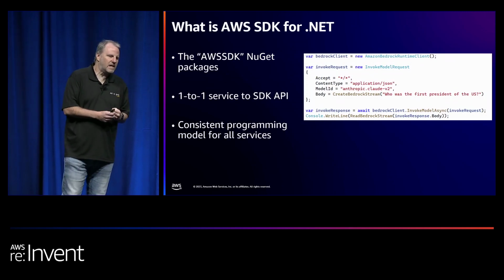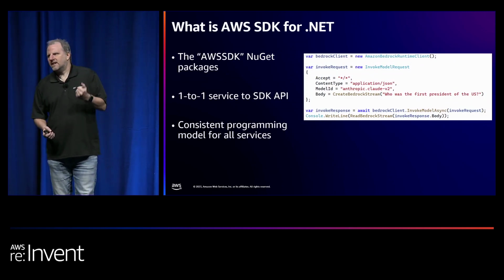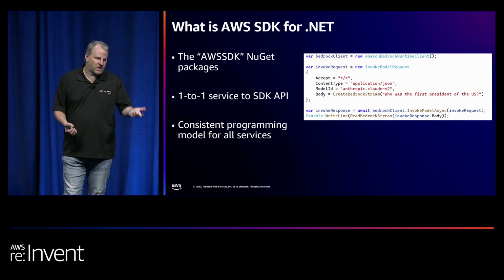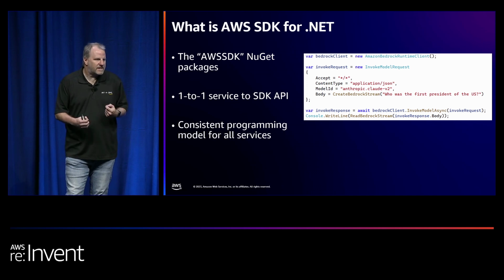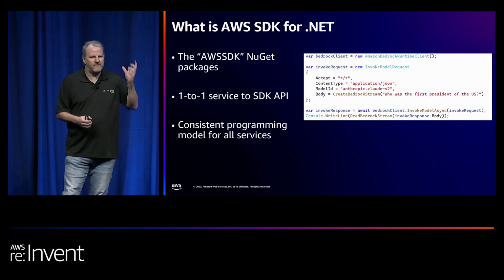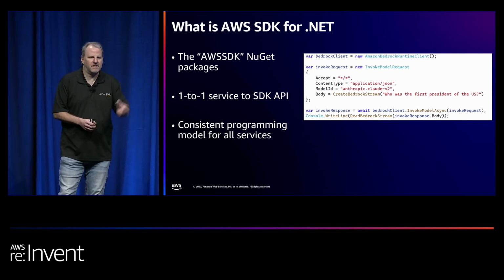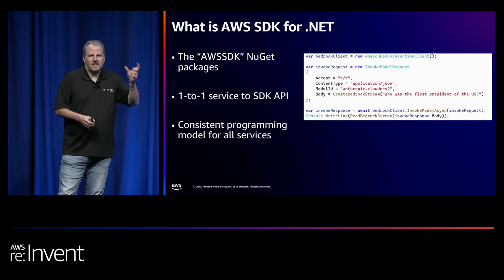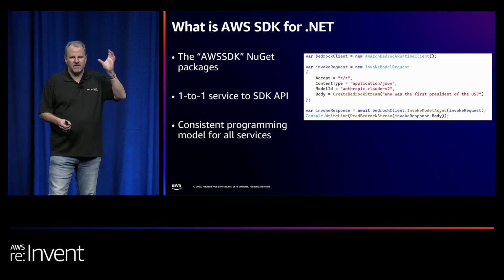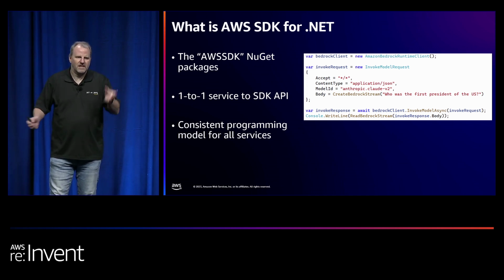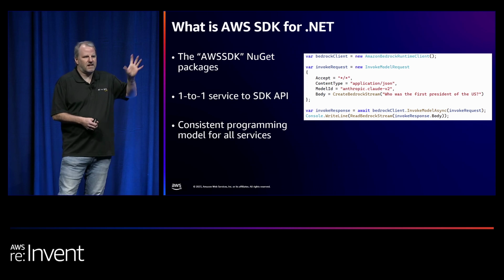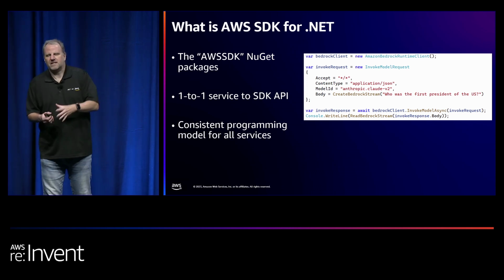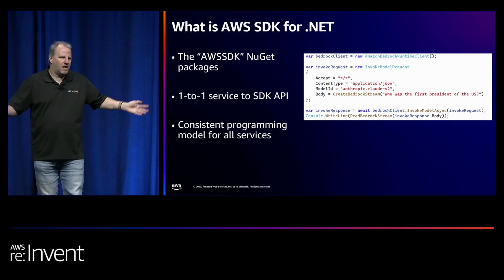But before I do this, I want to make sure you all know what I mean when I say the AWS SDK for .NET, because we have a lot of tooling for you as .NET developers. So when I say the SDK, I am talking about that family of NuGet packages that we have out there called the AWS SDK, or they all have that prefix, AWS SDK. This is where essentially we have a one-to-one. There's a NuGet package for every service. That service has a service client, and it's got an operation for everyone. It's very one-to-one, and it has a very consistent programming model across all of the services.